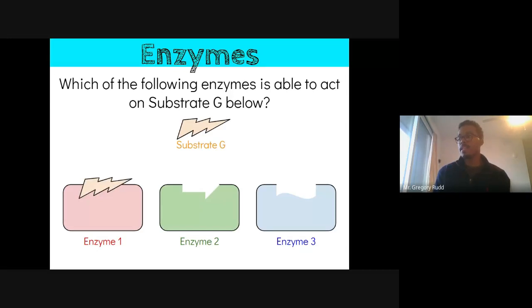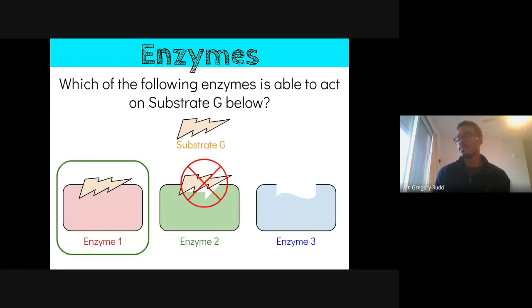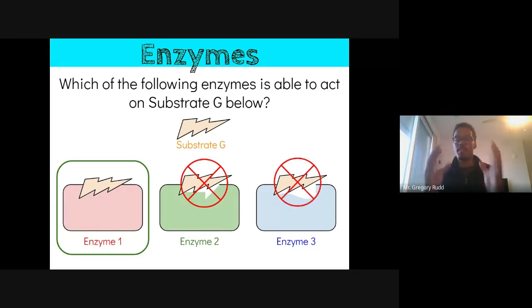In this case, in enzyme 2, we've got an active site that is shaped like half of an arrow. So that's not going to work. They don't fit together. Enzyme 2 would not be able to do anything to substrate G. Enzyme 3's got an active site that is shaped like some type of wave or flag. Again, not going to work. Okay, so the specificity is a factor of the shape of the enzyme.